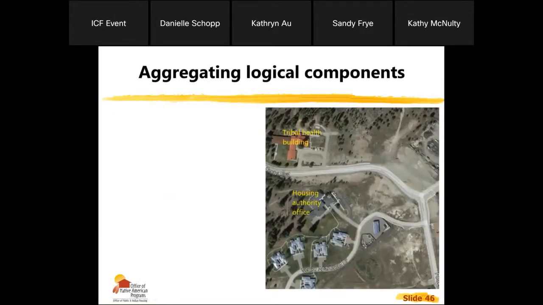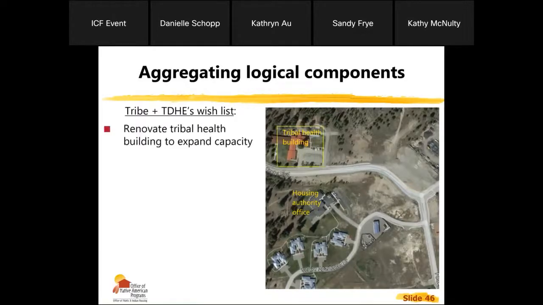Okay, and then a broader example of aggregating logical components. Here is an area with different tribal services or tribal community. The tribe and the Tribal Housing Authority, they're separate entities. They have a wish list for what they want to do with this land. There's a tribal health building and a housing authority. For the tribal health building, let's say they want to renovate the building to expand capacity. And then there's a piece of land right next to that.